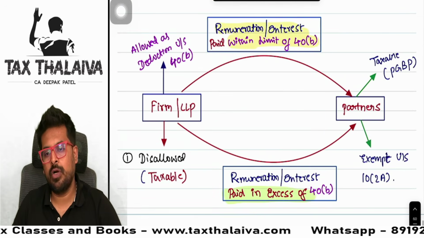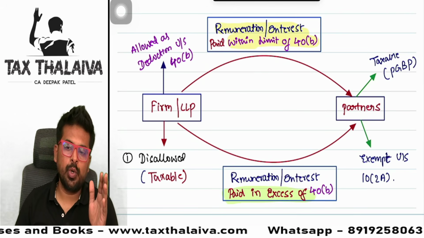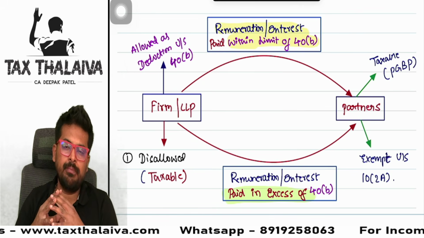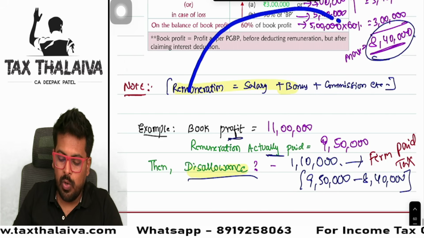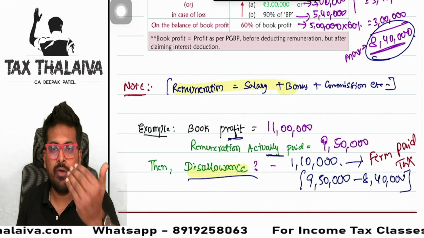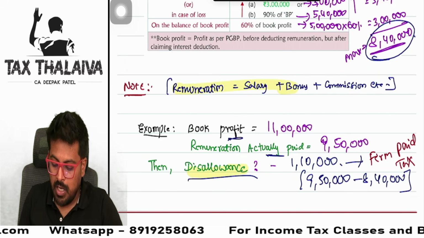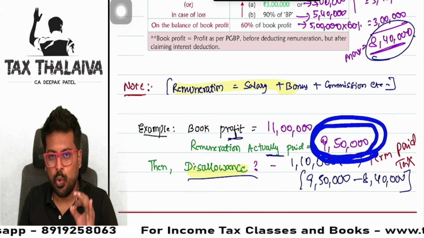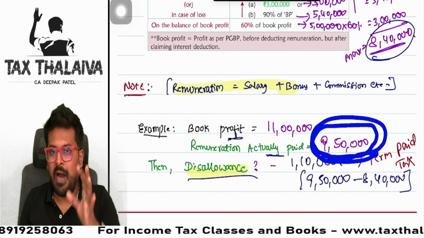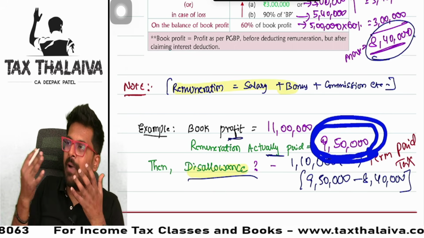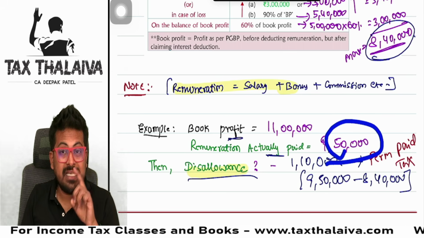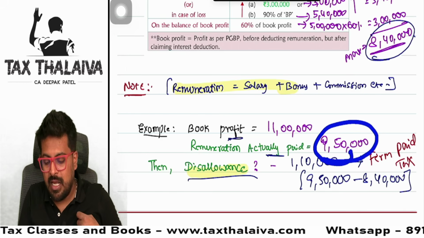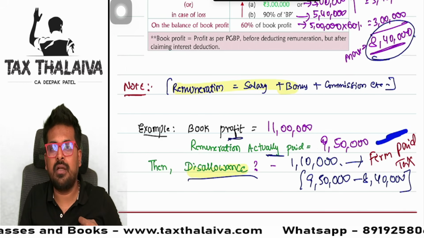Remember this, very, very important. Guys, I just now told you interest of maximum 12% is allowed in the hands of the partnership firm, and remuneration also is allowed only to this extent. Now, everyone will focus here. Guys, totally 9,50,000 is paid to the partner as remuneration. So in the partner's hand, 9,50,000 is income. Now, actually, if 9,50,000 is income, under which head will it go in the hands of the partner?